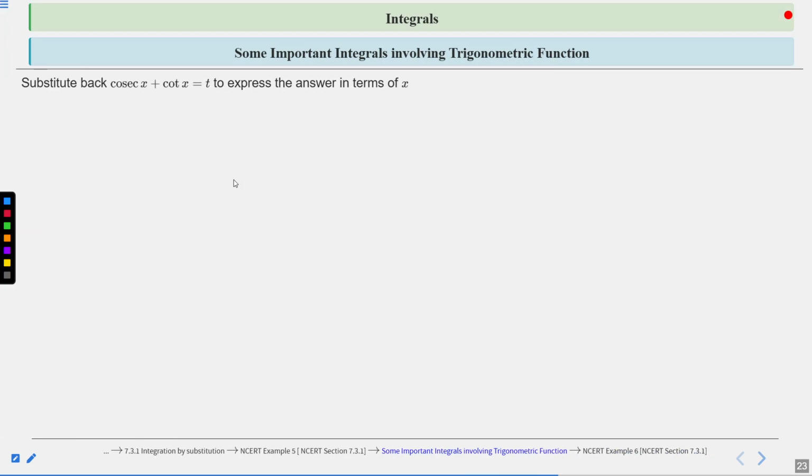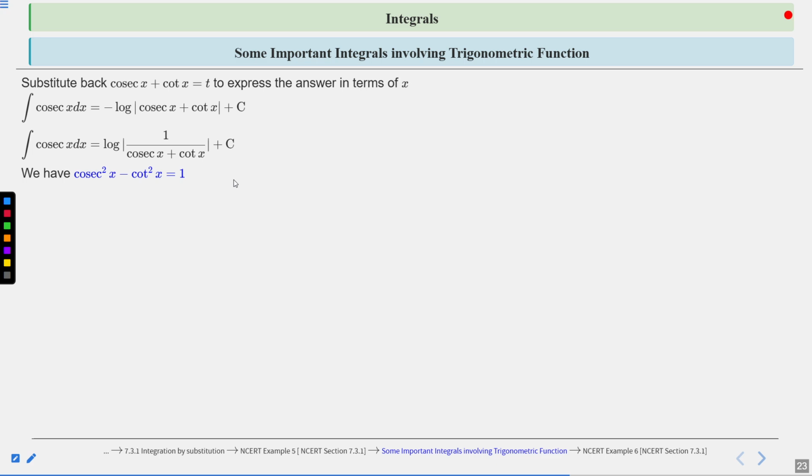Now substitute back cosec x plus cot x is equal to t to express the answer in terms of x. So integration of cosec x dx will be equal to minus log cosec x plus cot x plus c, right? Now we can write it as integration of cosec x dx equal to log mod 1 upon cosec x plus cot x plus c.